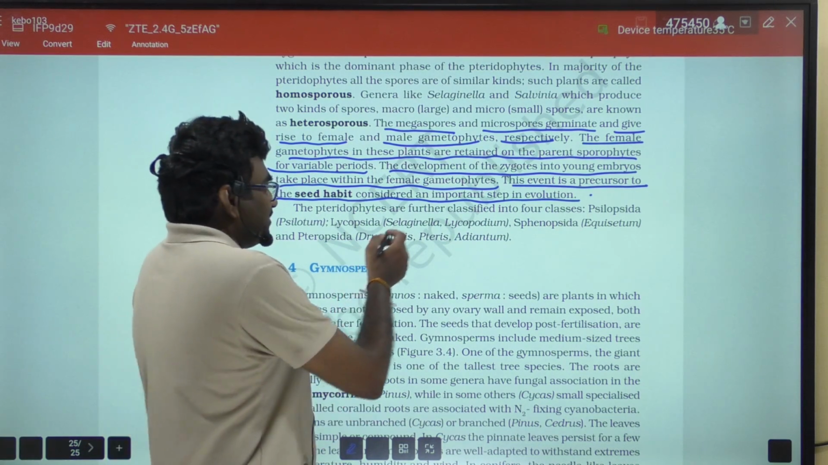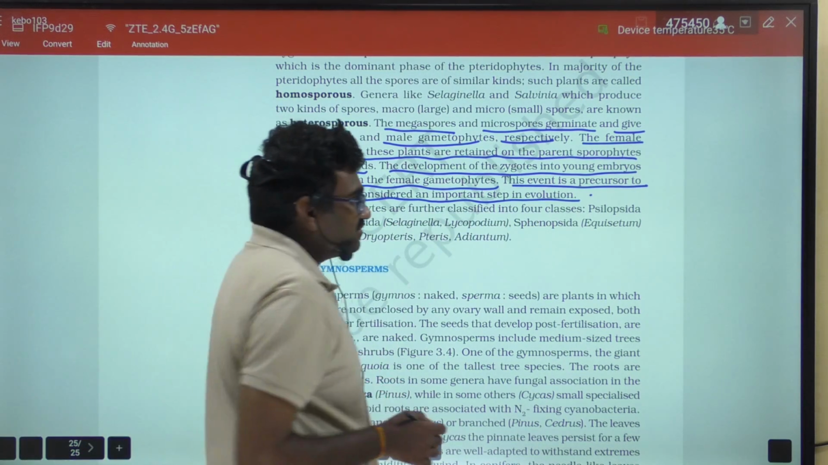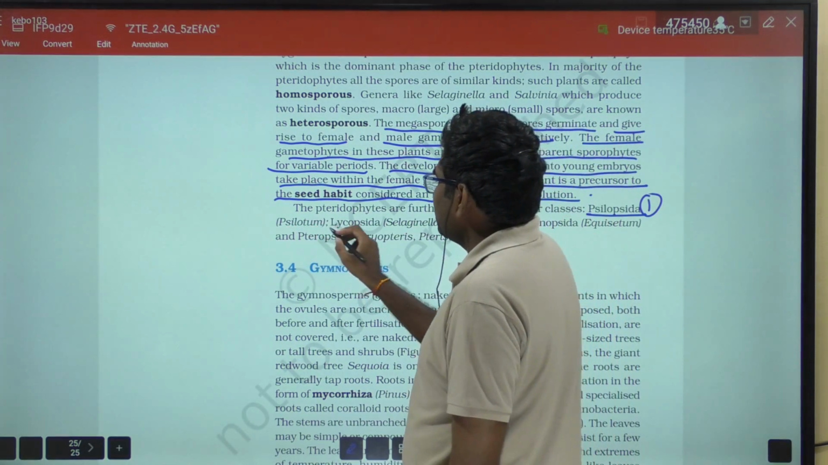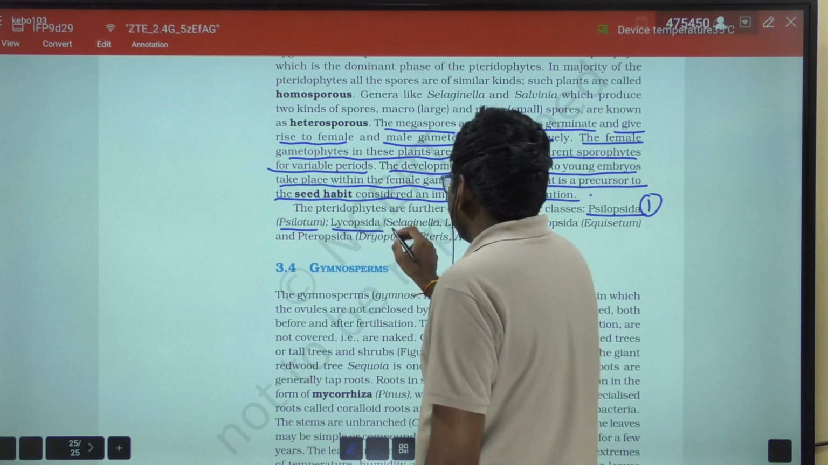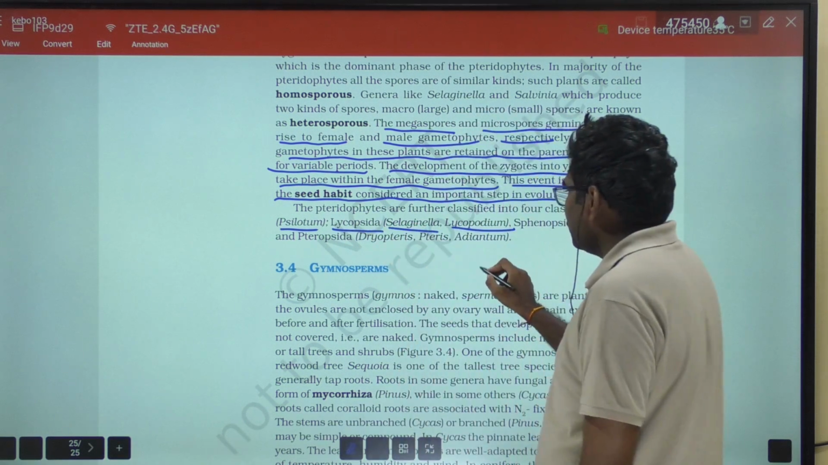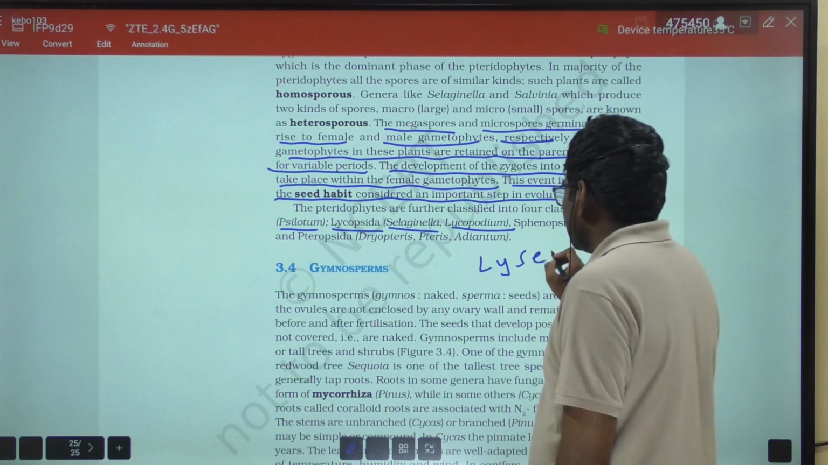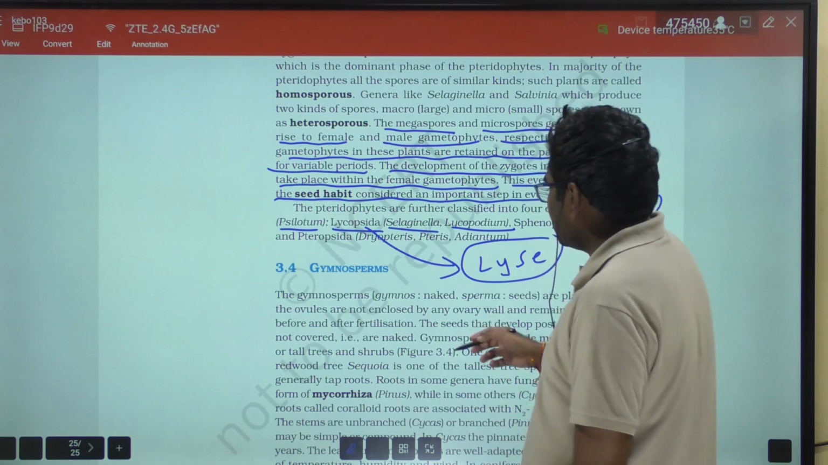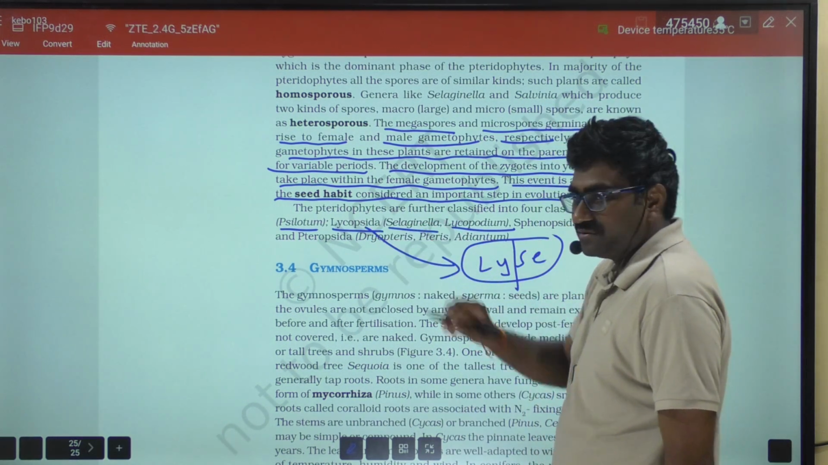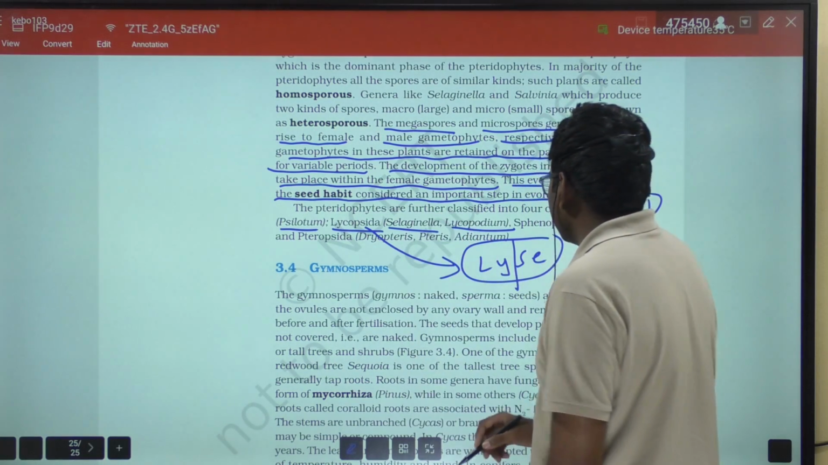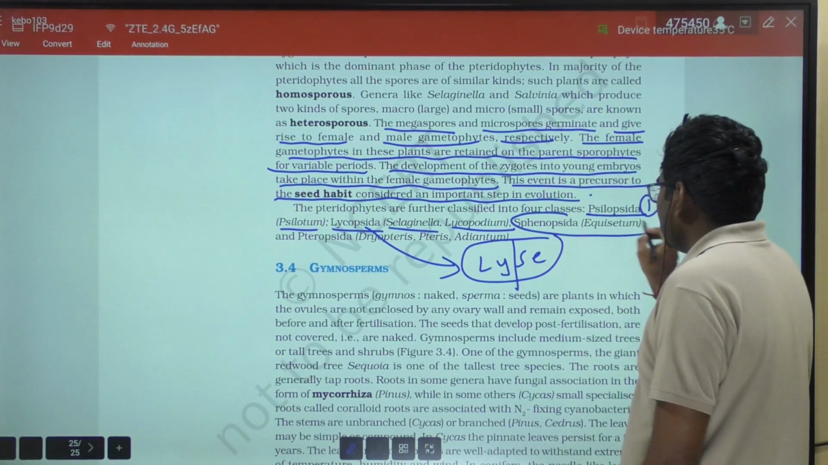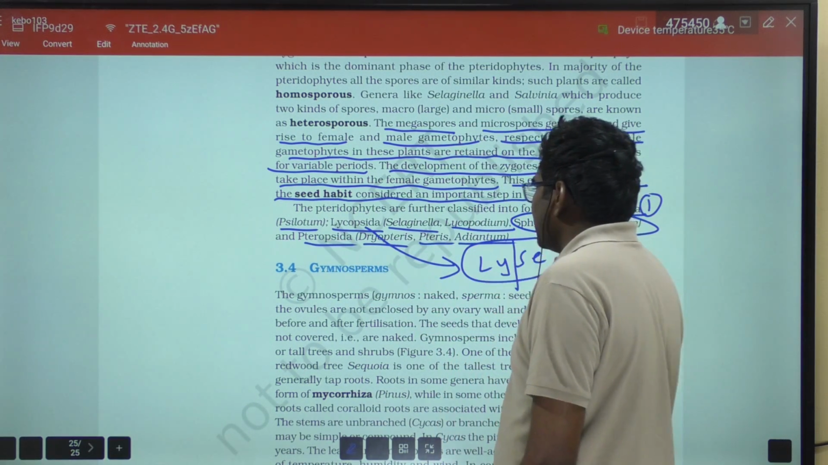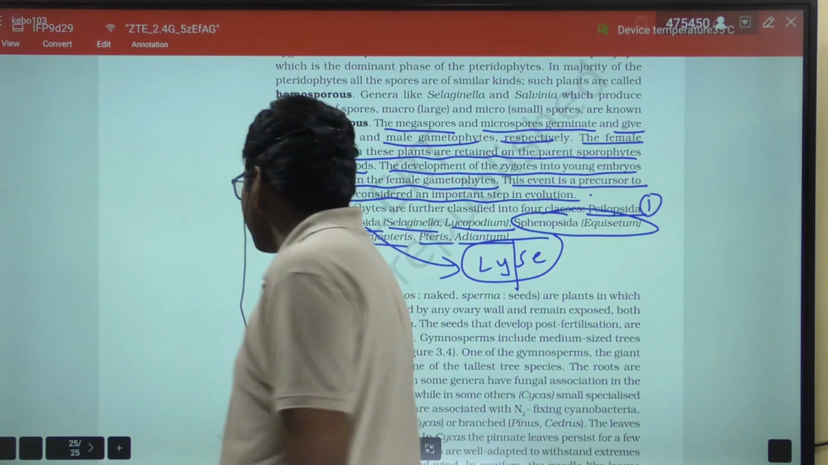So the pteridophytes are further classified into four classes. Psilopsida, example Psilotum; Lycopsida, example Selaginella and Lycopodium. Remember it as LYSC: LY represents Lycopodium, SC represents Selaginella. Sphenopsida, Equisetum; Pteropsida, Dryopteris, Pteris, Adiantum. These are the examples for Pteropsida.